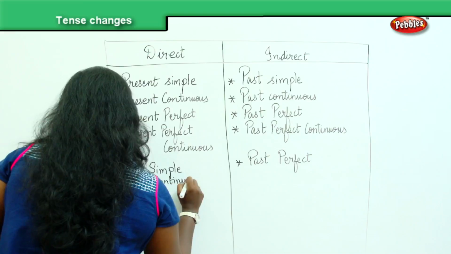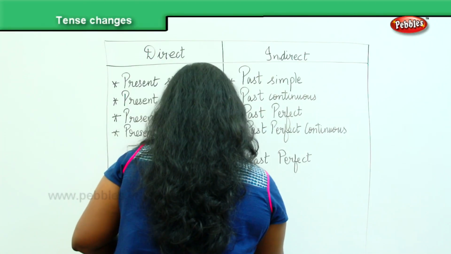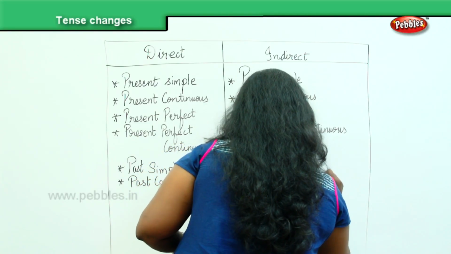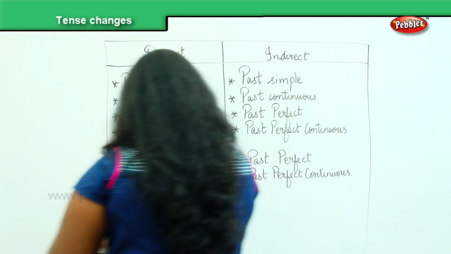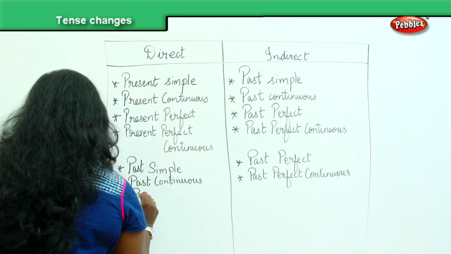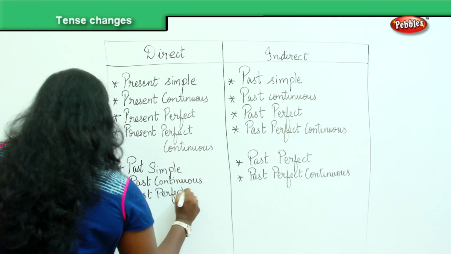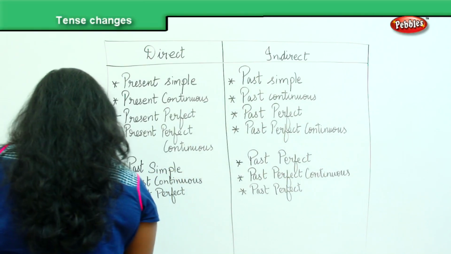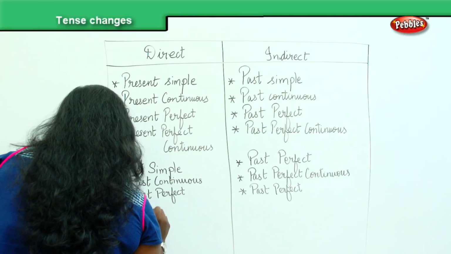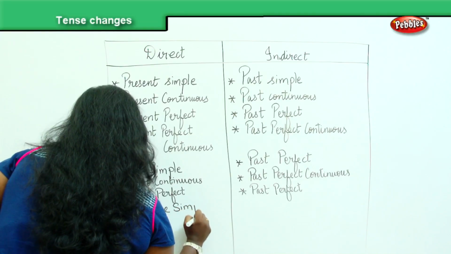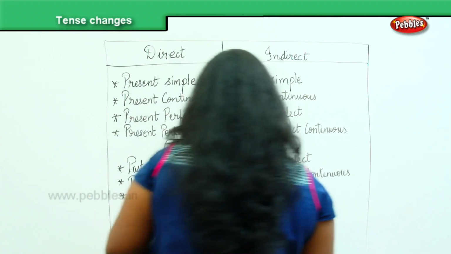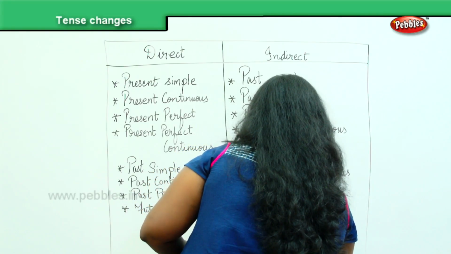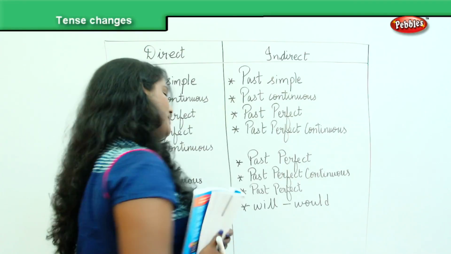Past continuous will become past perfect continuous. Past perfect would remain to be past perfect. Future simple or simple future tense: your will become would. You will be able to understand this when I am giving you examples.